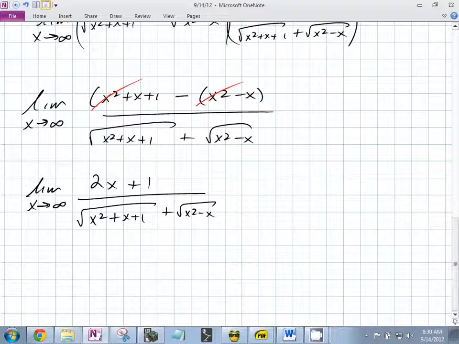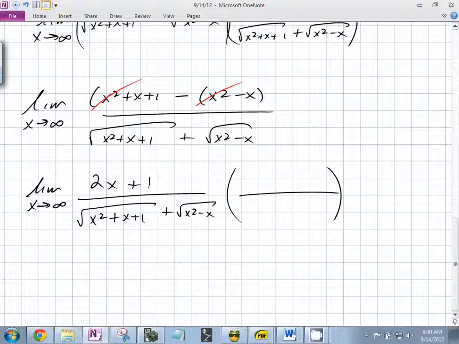You have to be very careful at this point because you can't just plug in infinity now. You have to be very, very careful. What do I do at this point? You multiply or divide by a form of 1. What are we going to divide by now? We did this once before. We're going to divide by what?